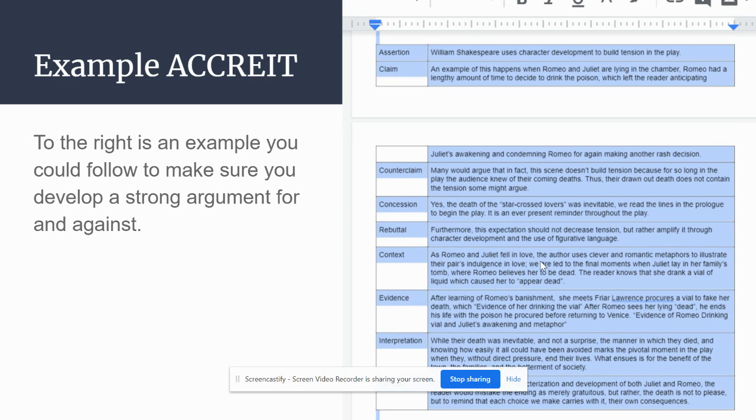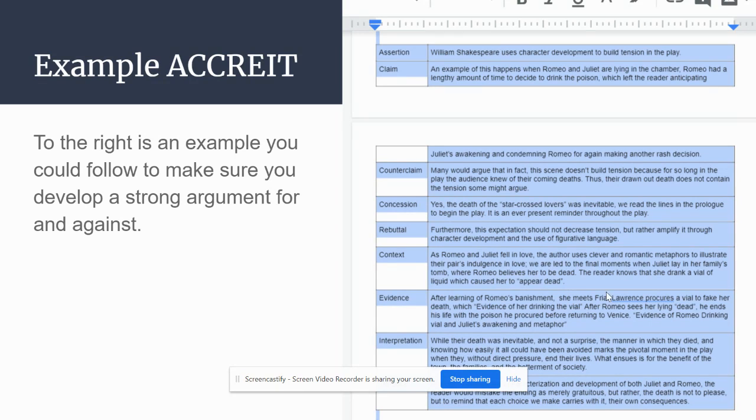As Romeo and Juliet fell in love, the author uses clever and romantic metaphors to illustrate their pair's indulgence in love, right? Notice the author, I should have used his name, right? Shakespeare uses clever and romantic metaphors. I'm identifying what Shakespeare does, okay? Indulgence in love, we are led to the final moments when Juliet lay in her family's tomb, where Romeo believes her to be dead. The reader knows that she drank a vial of liquid which caused her to appear dead.